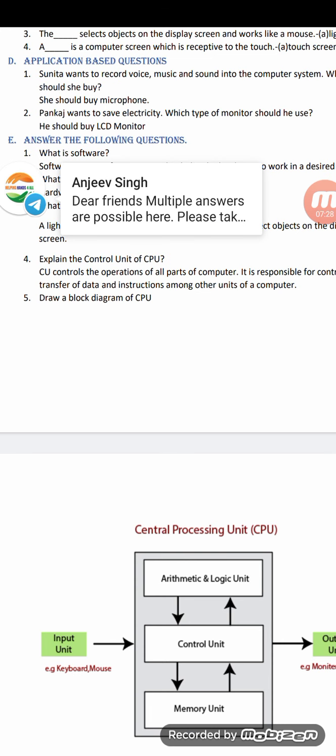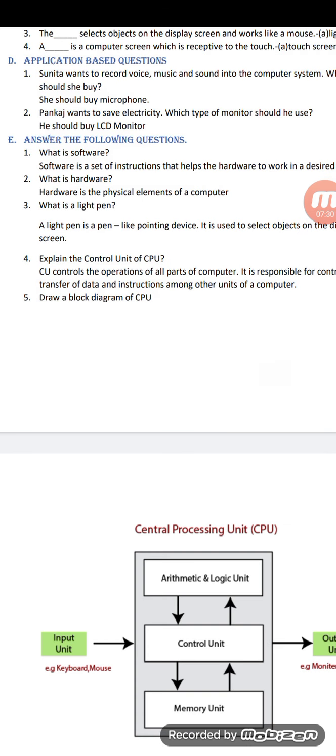Means if I am giving instructions like I am clicking a point, I am clicking an icon, so that is an instruction. So output, who is giving? Monitor is giving the output. So who is standing in between? Control unit is standing in between.